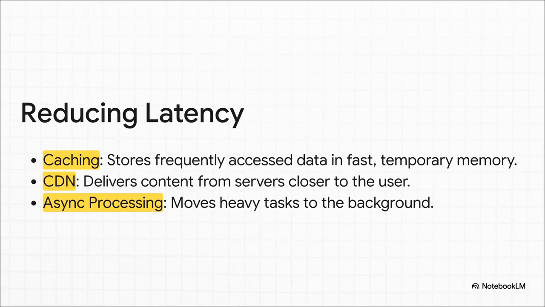To get this kind of speed, engineers have a whole toolkit of clever techniques. They use caching to store frequently used data somewhere super fast. They use CDNs, which are like mini servers all over the world, to bring content geographically closer to you. And they use asynchronous processing to handle heavy tasks in the background, so you're not just sitting there waiting.